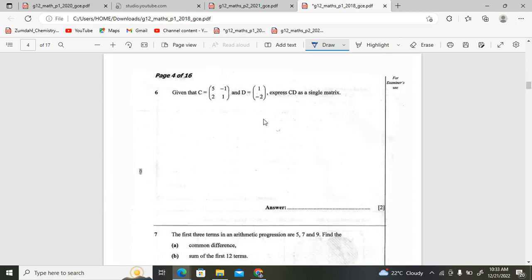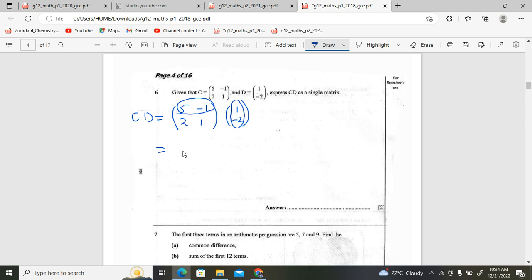Okay, let's consider this one. Given the C matrix there and D, we want to express CD as a single matrix. So CD is going to be equal to, we're going to first get C, that is 5, 2, negative 1, 1. Then we're going to get D, that is 1, negative 2. Now when you multiply matrices, you multiply row by column. So this is going to multiply this.